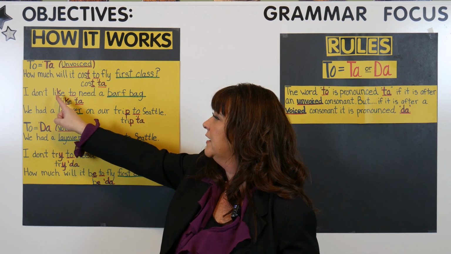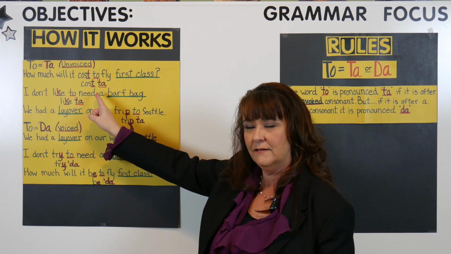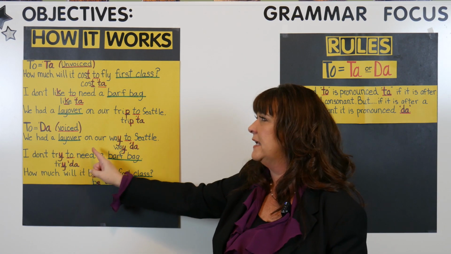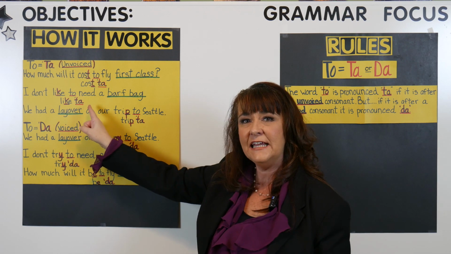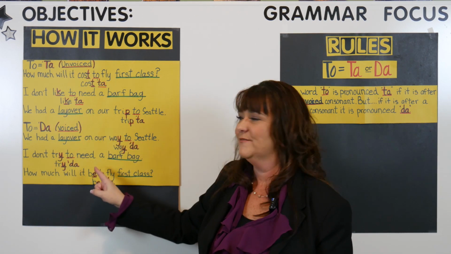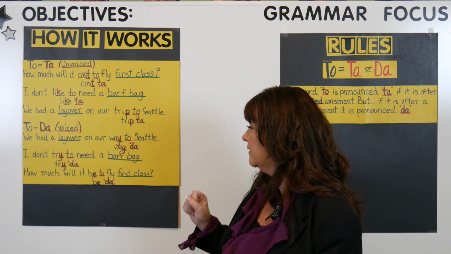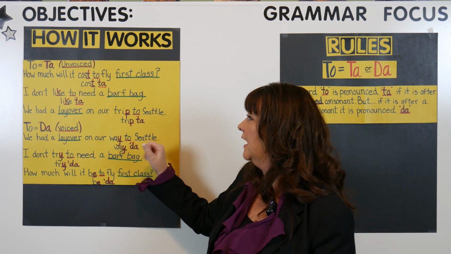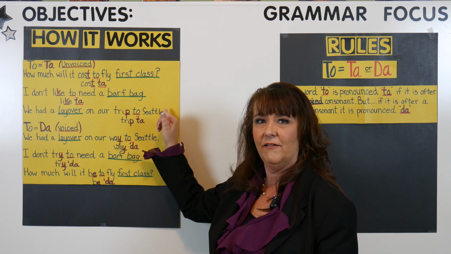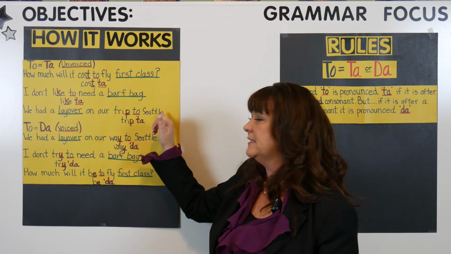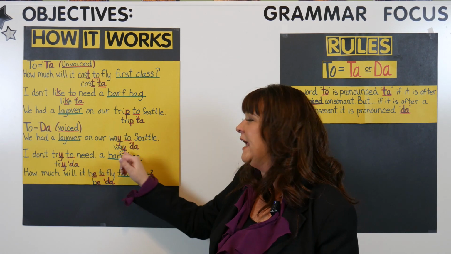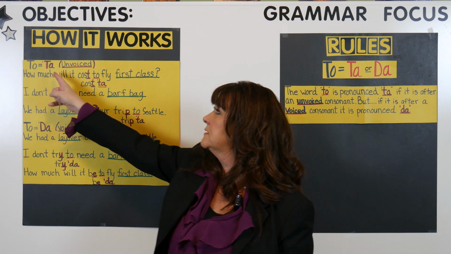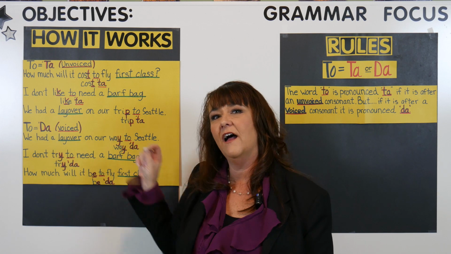Here we have like to need, and here we have try to need. Like to need, try to need. And on the last one, we have way to Seattle and trip to Seattle. Trip to Seattle, way to Seattle. That is the difference between "ta" and "duh."